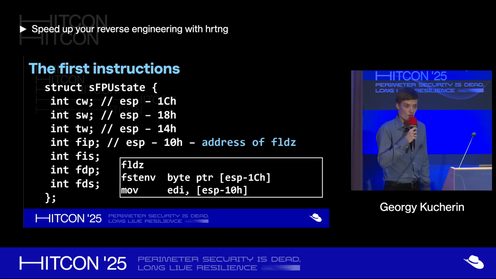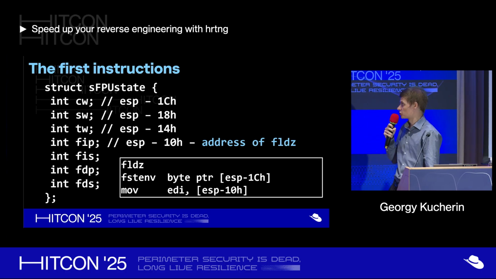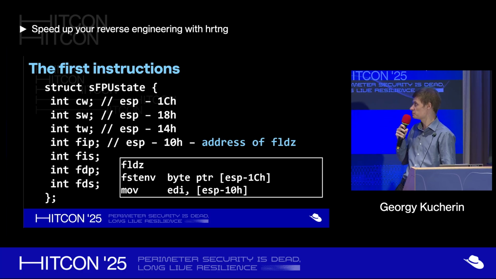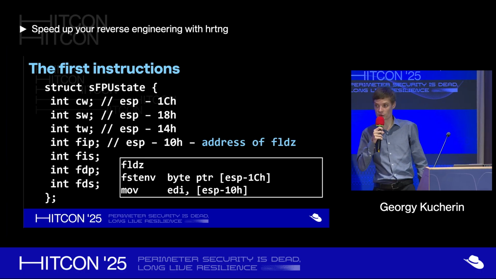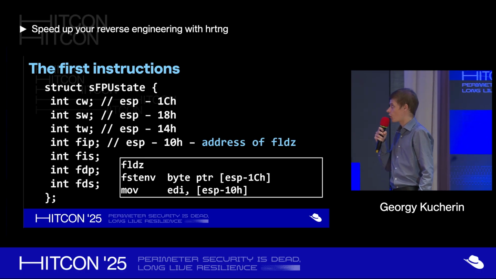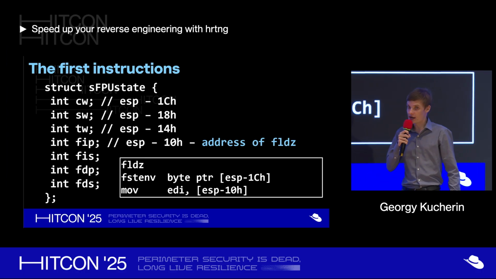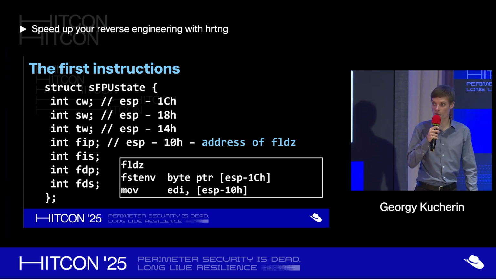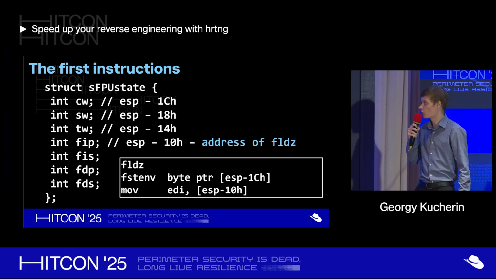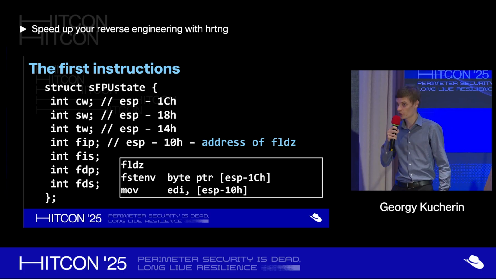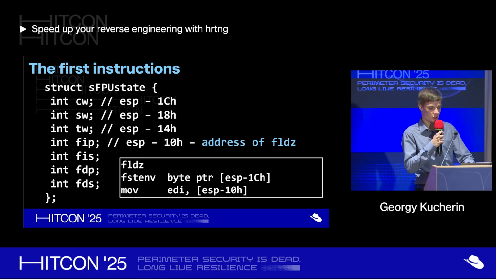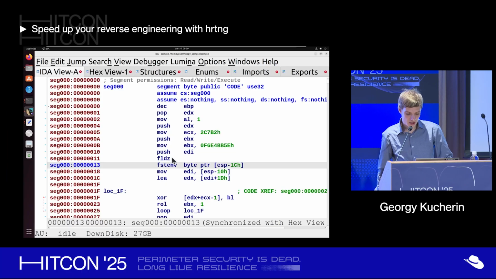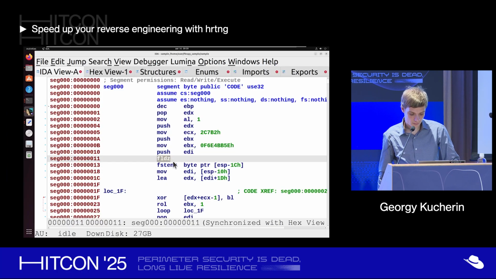And if we perform offset calculation, as it is shown in the structure definition, we can find out that the ESP-10 address corresponds to the FIP member of this structure. And this FIP member contains the address of the last executed floating point instruction, the address of the FLDZ instruction. So essentially, after this code is executed, the malware will obtain the address of this instruction.